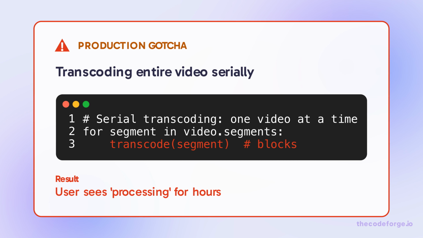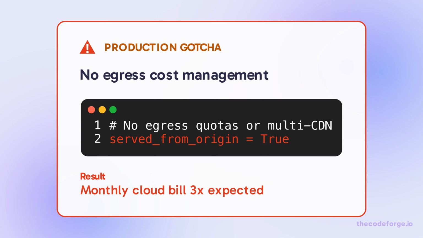Transcoding a long video serially can take hours. Users see processing indefinitely and may abandon the upload. Instead, segment the video and transcode in parallel across workers. Serving video bytes from origin is expensive. Without multi-content delivery network and aggressive caching, egress costs can explode. Negotiate direct peering, use multiple CDNs, and set per-video egress quotas.